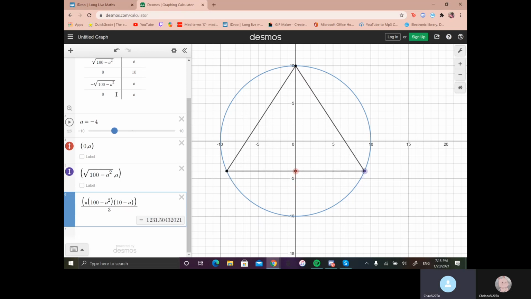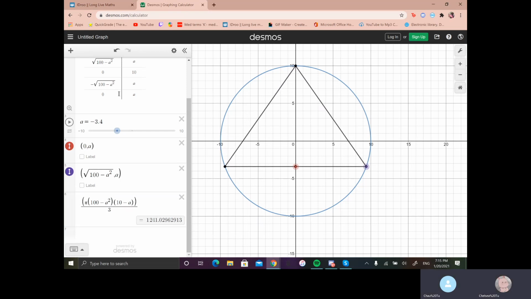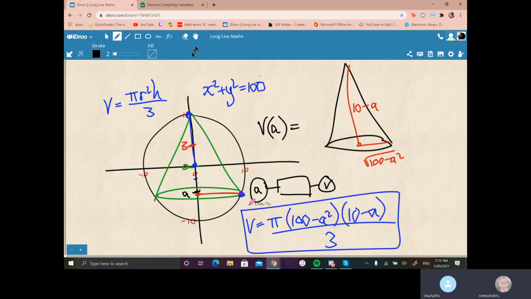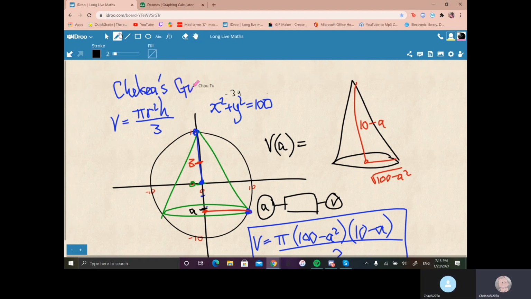Okay, so you've got a volume. Just scan around and look for the biggest volume. I think this is the biggest right here, somewhere around there. What is that? Negative 3.4. All right, jump back to writing. Negative 3.4. Chelsea, what was your guess? My guess was 5. But from our experiment, it was negative 3.4.